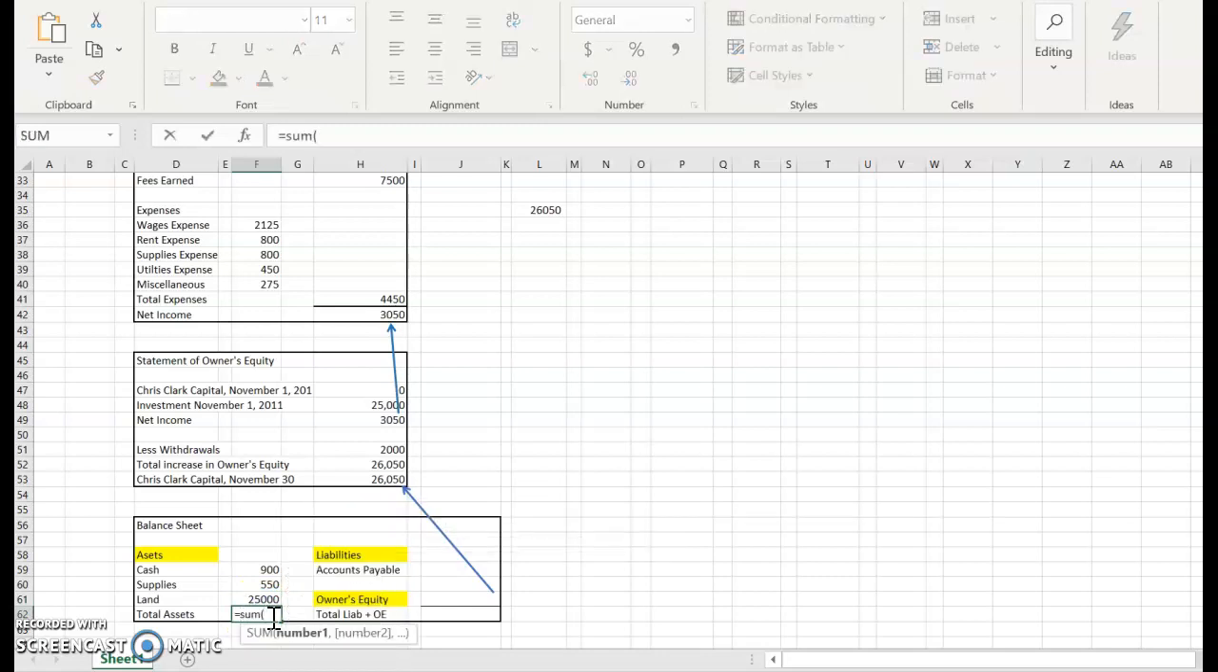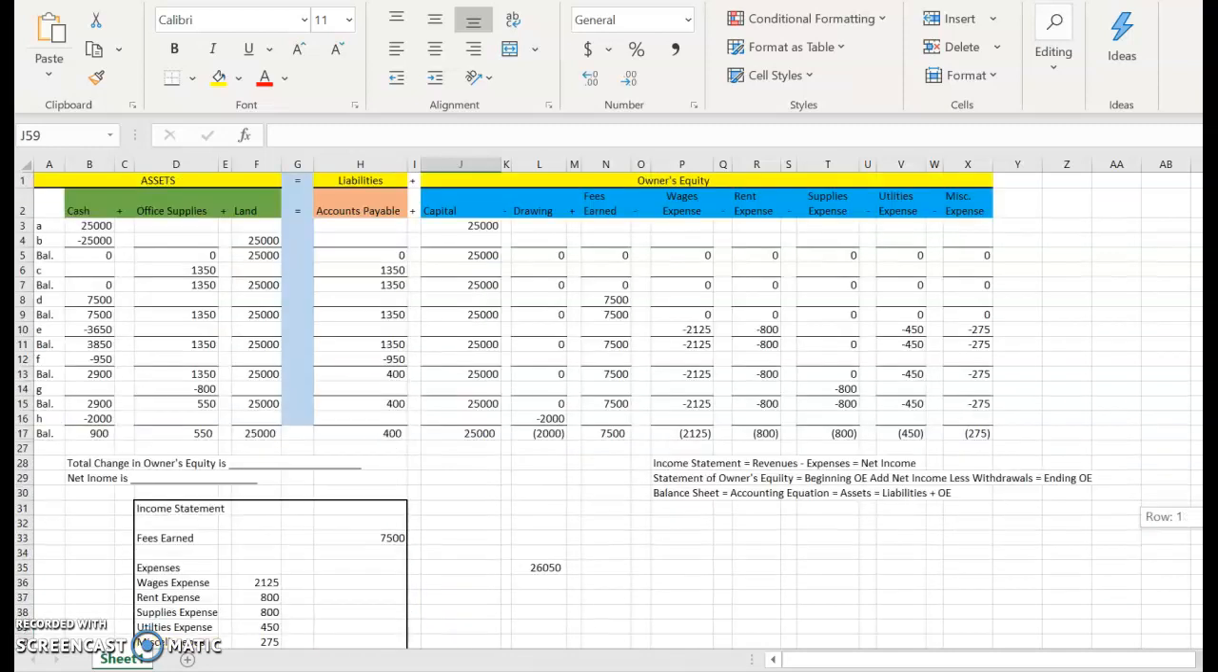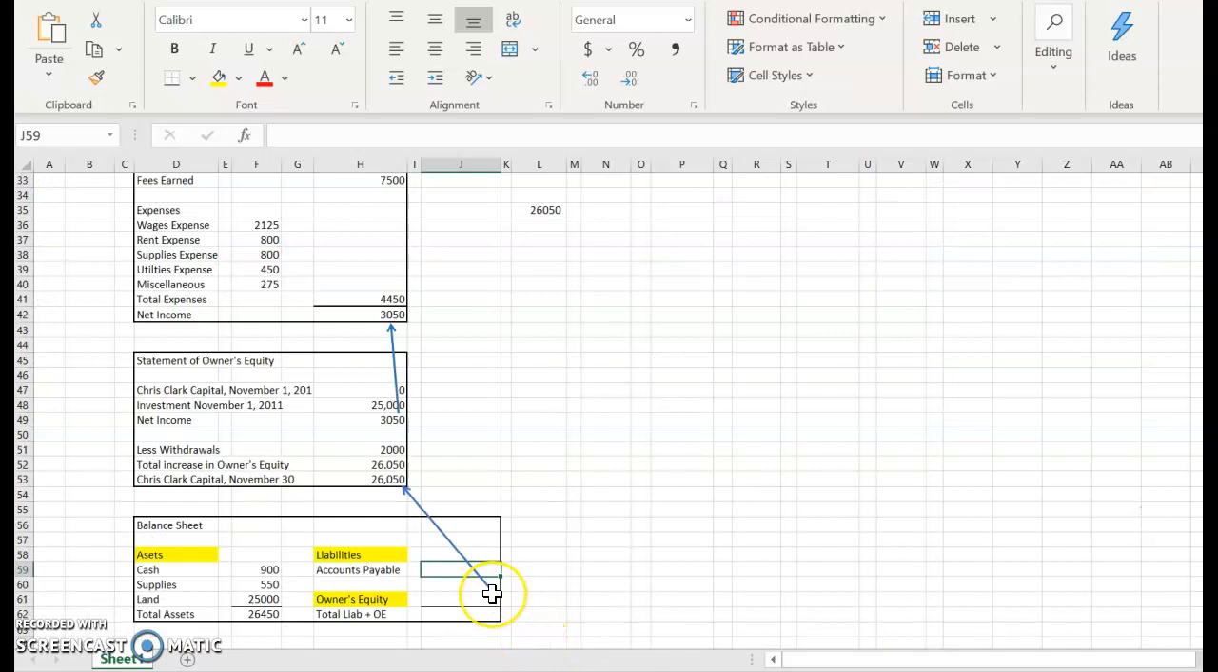So we're going to sum our assets up. And then our accounts payable, I believe we owed some $400. And then your owner's equity, the number that goes here is actually the ending owner's equity, or the ending capital. So that's why you have to prepare it in this order. Each financial statement requires a number from the financial statement above it. So the order is super important.